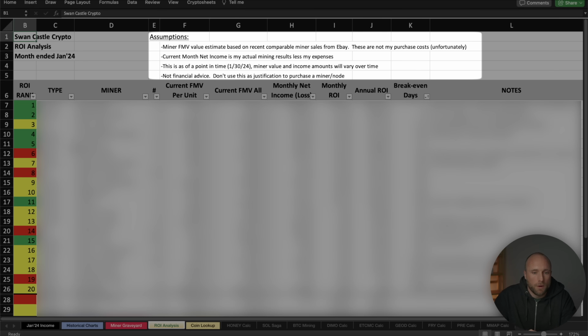In almost all cases, I paid way more for a lot of my miners than you can currently buy them for today. Next, current month net income is my actual mining results less my expenses. Yours may be different. This is also as a point in time. As I'm filming this on January 30th, 2024, miner value and income amounts will obviously vary over time.